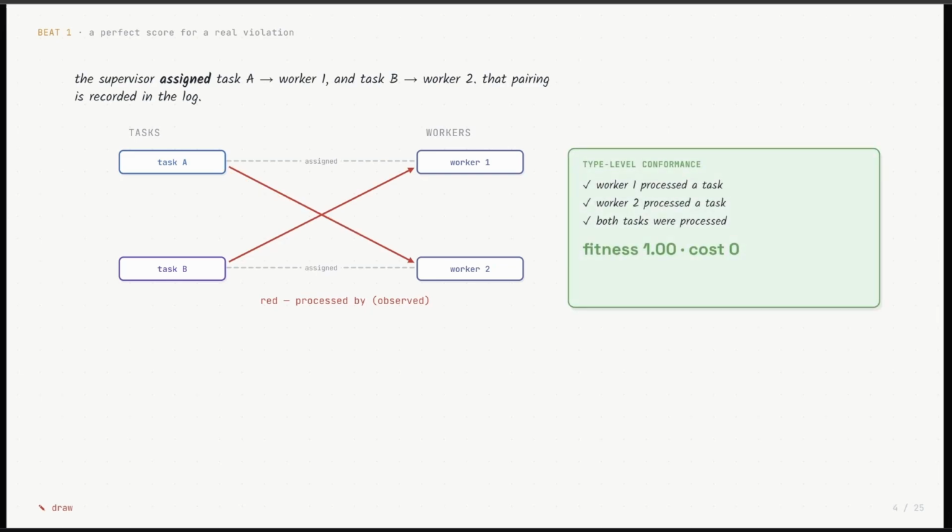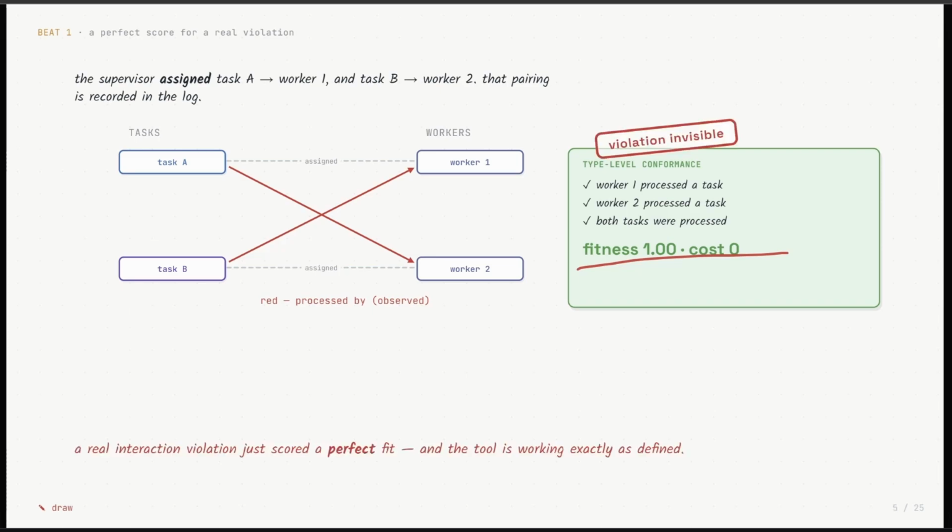The problem is that if you run conformance checking against the model, worker 1 processed a task, worker 2 processed a task, both tasks were processed, and we have fitness 100% and cost 0. It's telling us that it's a perfect fit. But actually we have an invisible violation. A real interaction violation just scored the perfect fit, and the tool is working as defined. So this is a problem. In the next slide, we're going to see why.